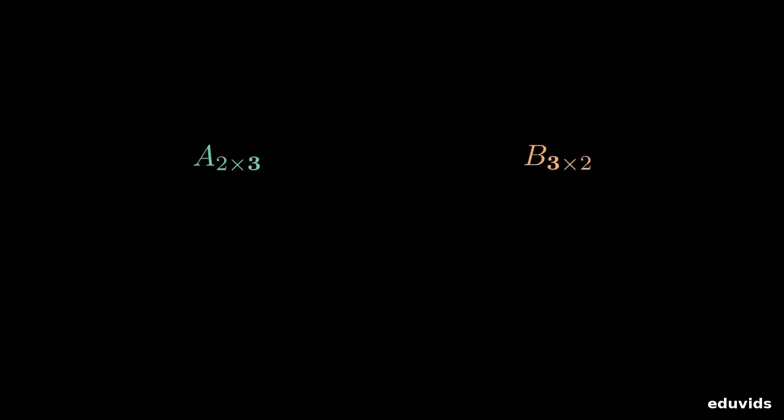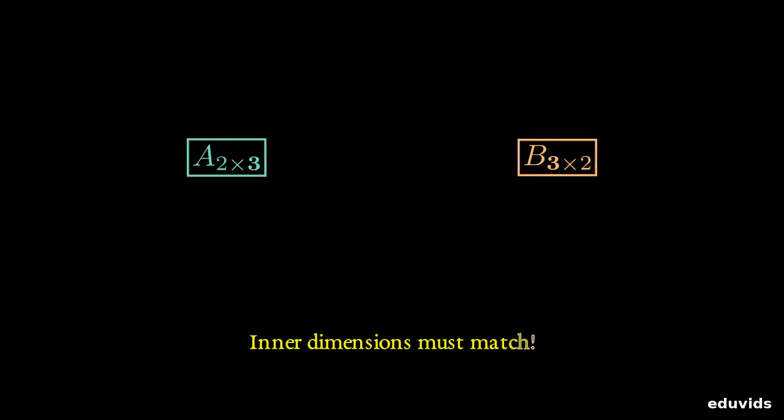Now imagine a bigger grid. We have matrix A with 2 rows and 3 columns. We want to multiply it by matrix B, which has 3 rows and 2 columns. Notice that the number of columns in A matches the number of rows in B. This is the golden rule. If those inner numbers do not match, you cannot multiply the matrices. But when they do, the outer numbers give us the size of the result.